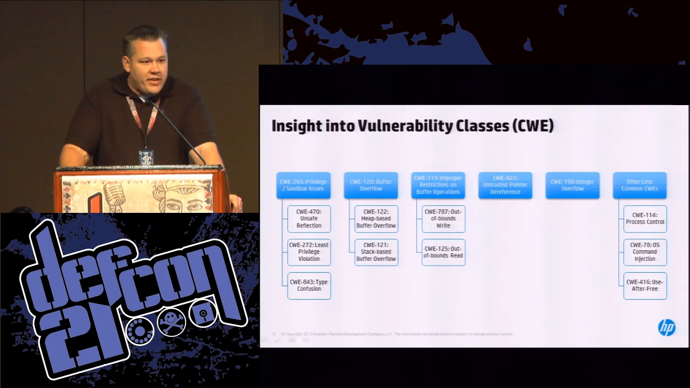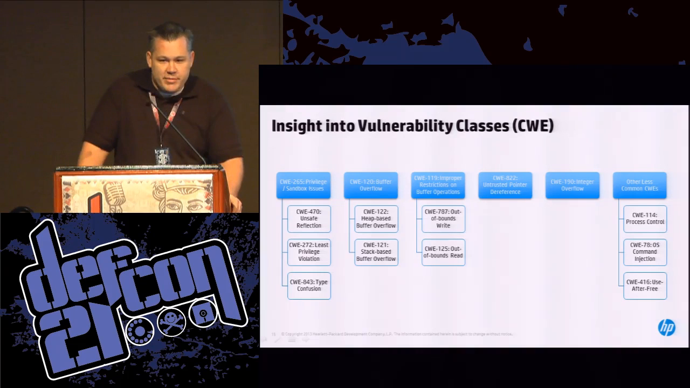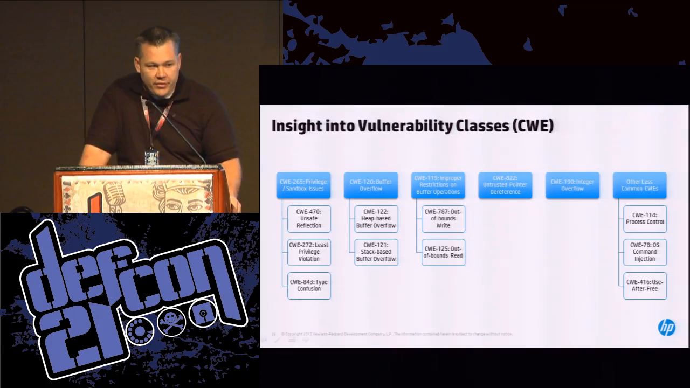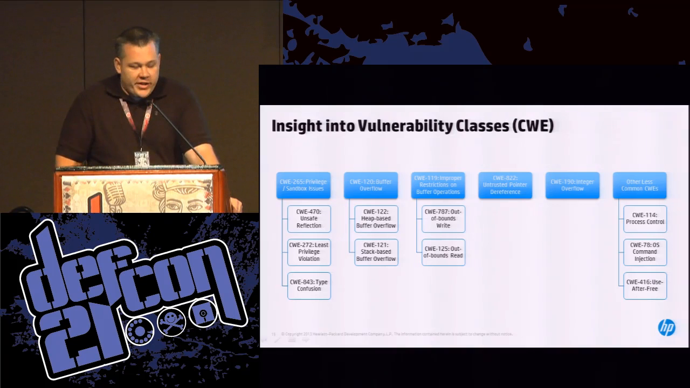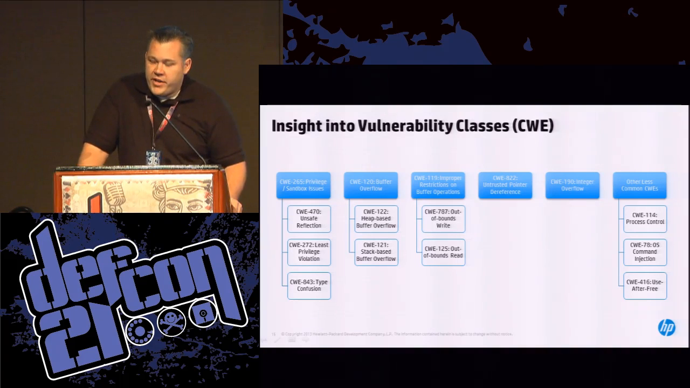And what we found out was that the sandbox bypass issue was the most popular vulnerability in our collection, followed by buffer overflows. But we could take an even more granular look at those specific issues by breaking them out into even further subcategories. So we broke them out into unsafe reflection, which is the abuse of the reflection APIs to gain access to restricted components and bypass the sandbox.